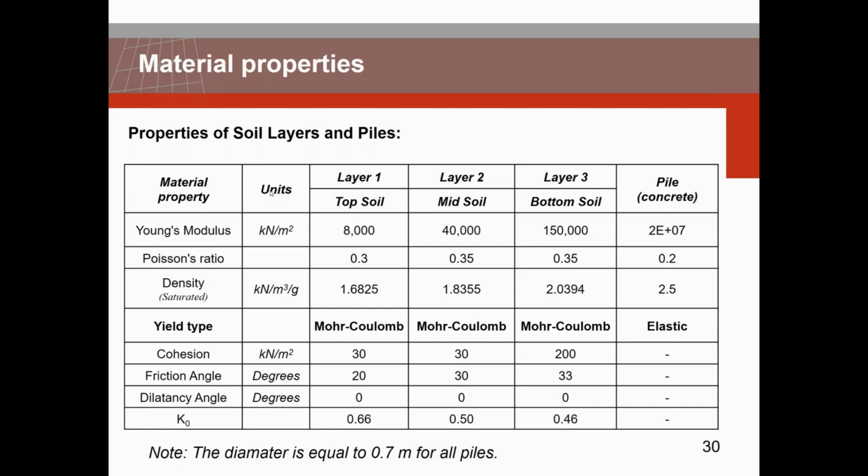In this table, the properties of the soil layers and the piles are listed. For the 3 soil layers, we will use a Mohr-Coulomb model. And for the pile, we will assign elastic concrete material properties. And as I mentioned before, all the piles will have the same diameter, 0.7.